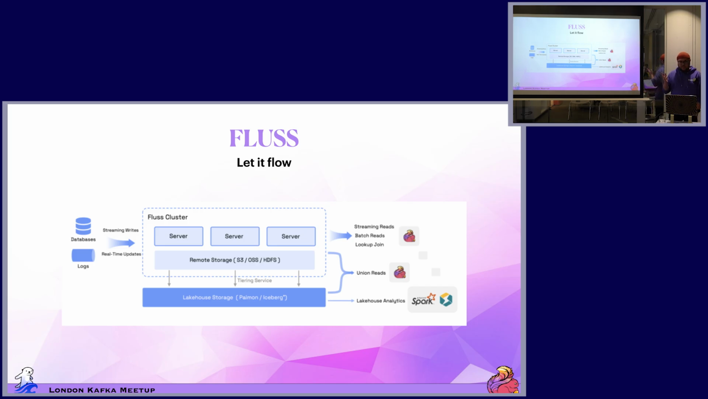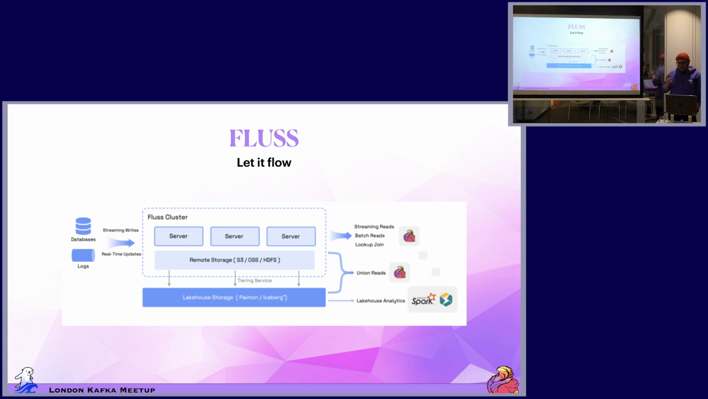So a Fluss cluster consists of some leader and follower tablets. So basically servers that actually have some local state and remote state. And then there is an optional tiering to lakehouse storage. So you can have this state that you want to externalize in a lakehouse, in Iceberg or Paimon or Lance, or any other kind of format that Fluss would eventually support.